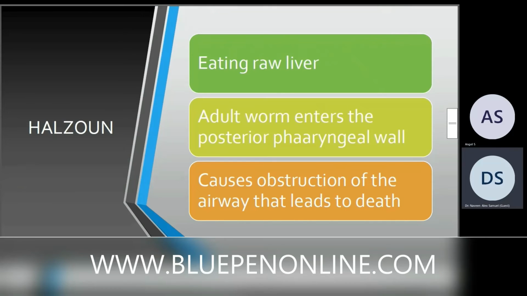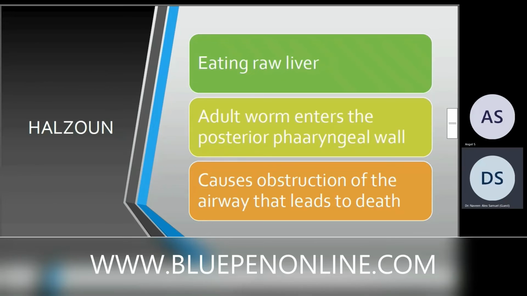Then there is a disease called Halzoun. It is caused by eating raw liver. The adult worm enters the posterior pharyngeal wall. So when a person eats the raw liver, which contains the adult worm, the worm enters the posterior pharyngeal wall, causing obstruction of the airway that leads to death. That is called Halzoun.